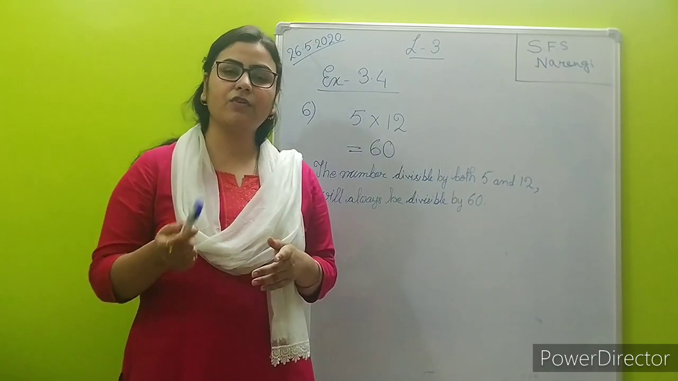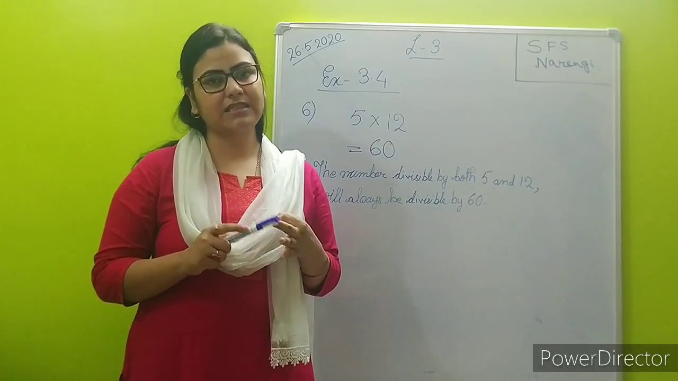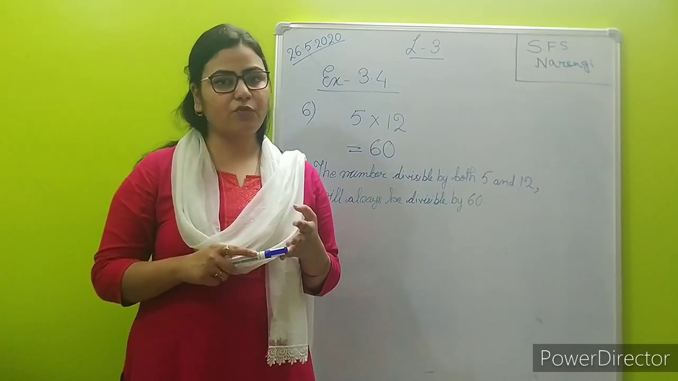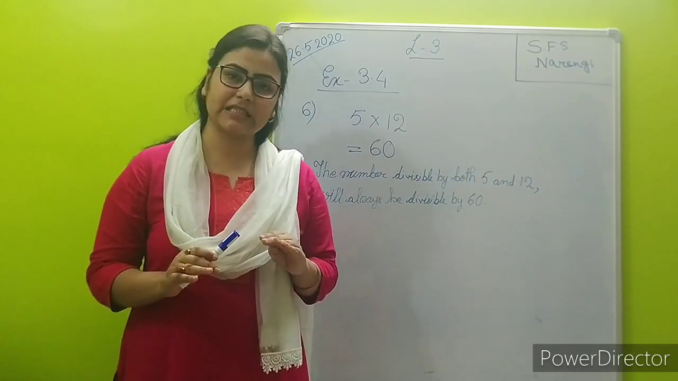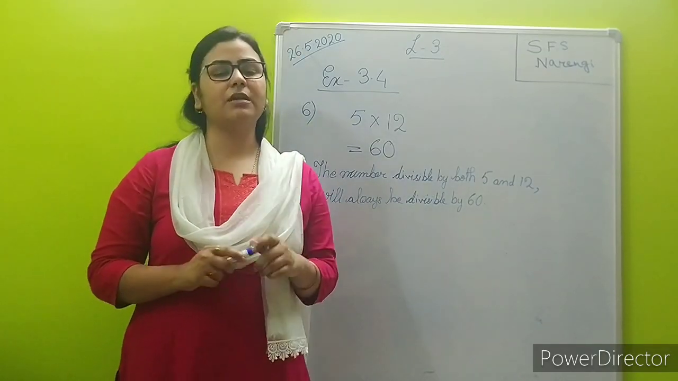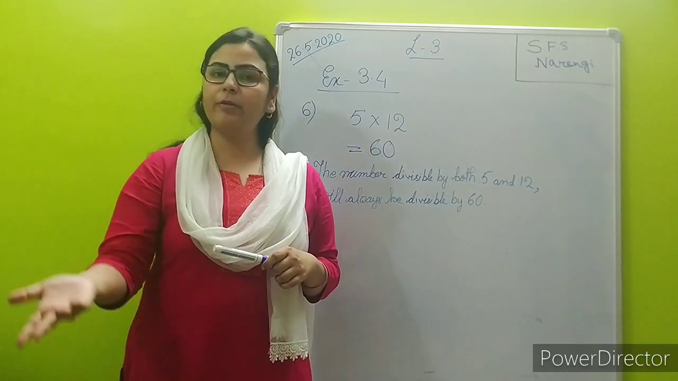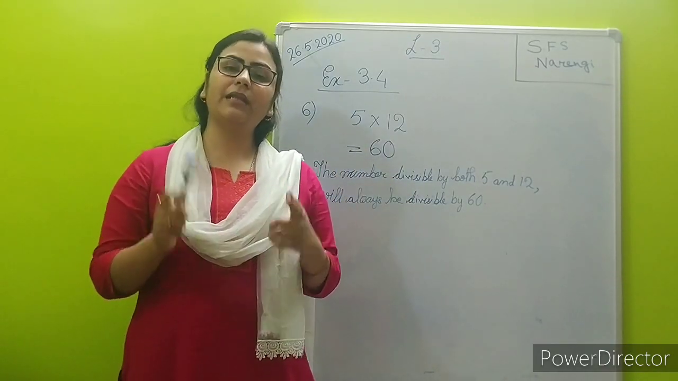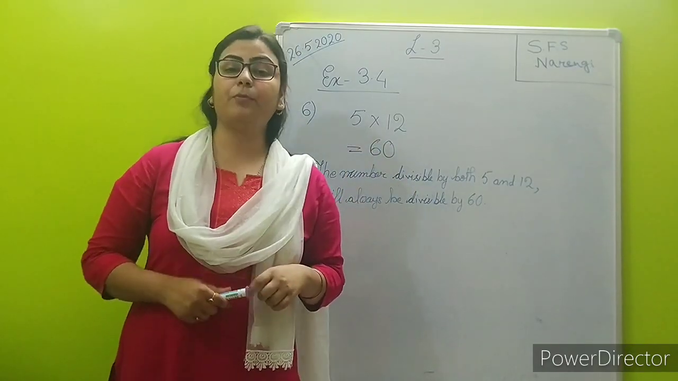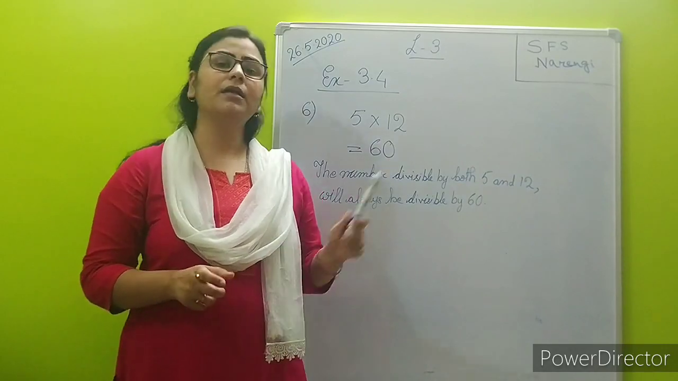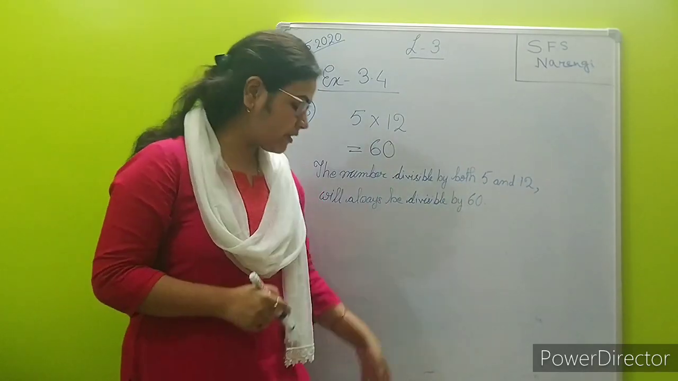Less than 60, which are the numbers divisible by 12? 12, 24, 36 and 48. And these four numbers are not divisible by 5. 60 is the smallest number that is divisible by both 5 and 12. So any other number will be bigger than that. So if any number is divisible by both 5 and 12, then that number has to be divisible by 60 also. Okay. So this was our number 6.